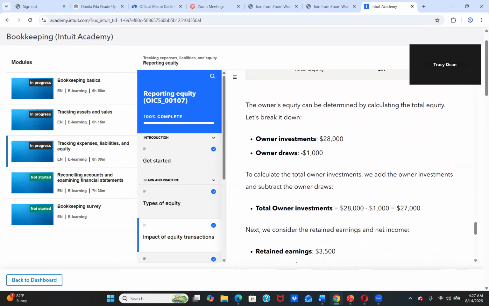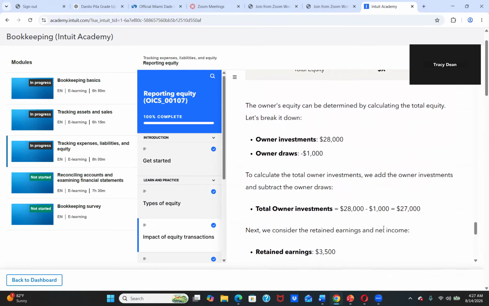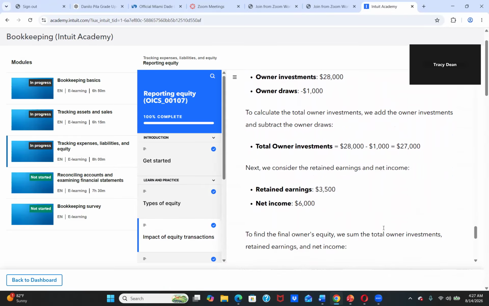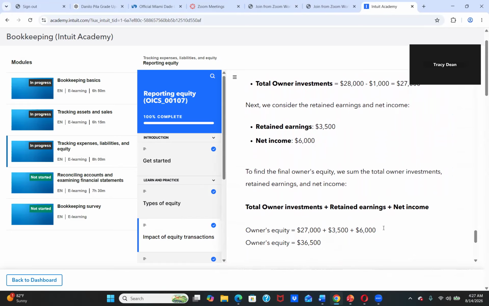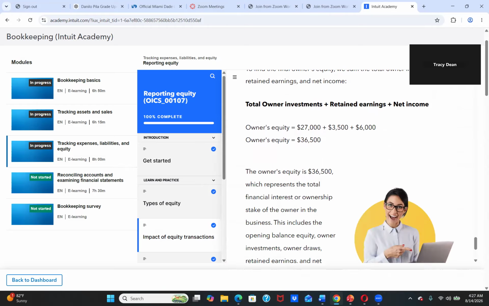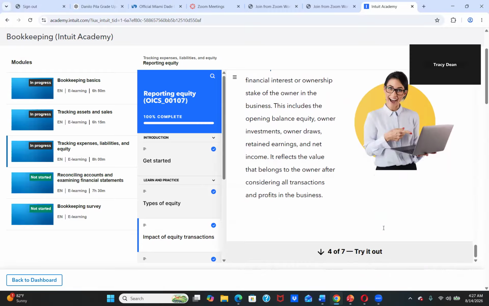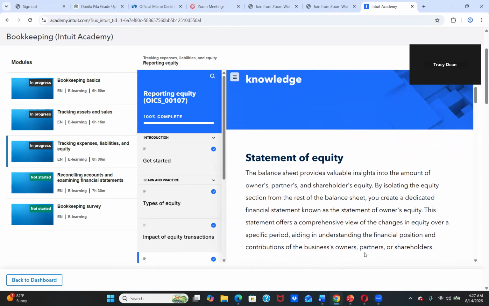So how do we calculate the total equity? We take the owner's investments minus the $1,000 from the owner's draw. You get the $27,000. Then we're looking at the retained earnings and the net income. We take the retained earnings and the net income, we add it, and we get the owner's equity of $36,500. Now, let's go to lesson 4 of 7, where they want us to try it out.